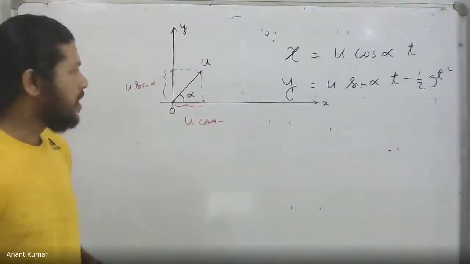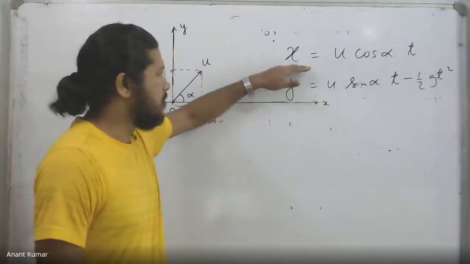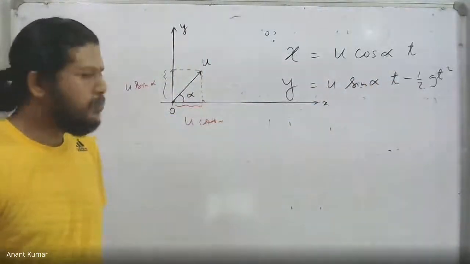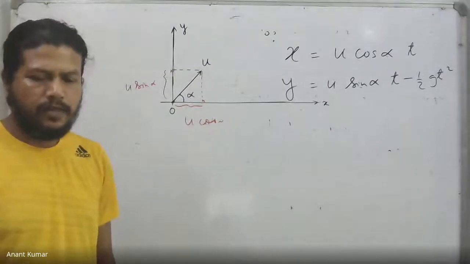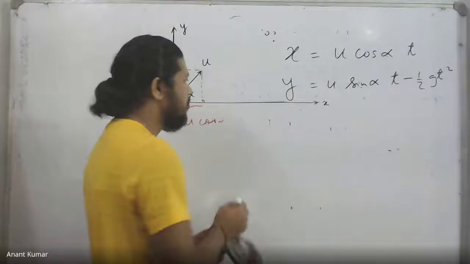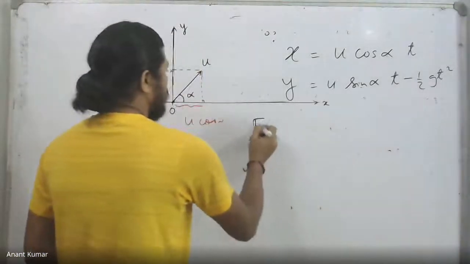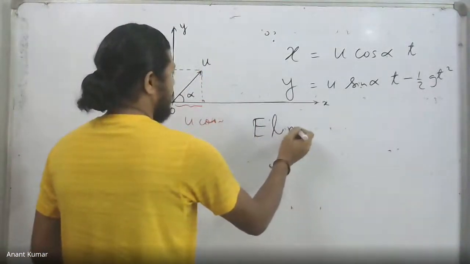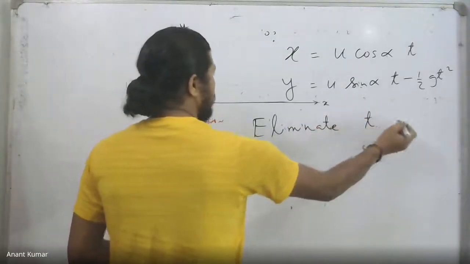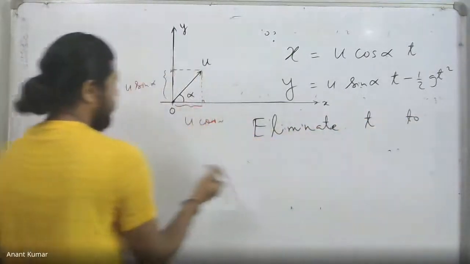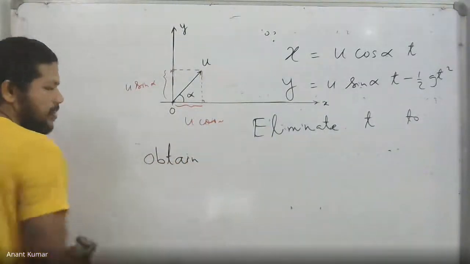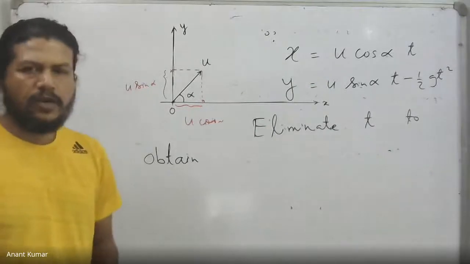Yes, exactly. I can first find, for example, t from the first equation and put that t in the second equation. Because time is the same in both the cases, I can eliminate t to obtain the equation of the trajectory, or the path, basically.